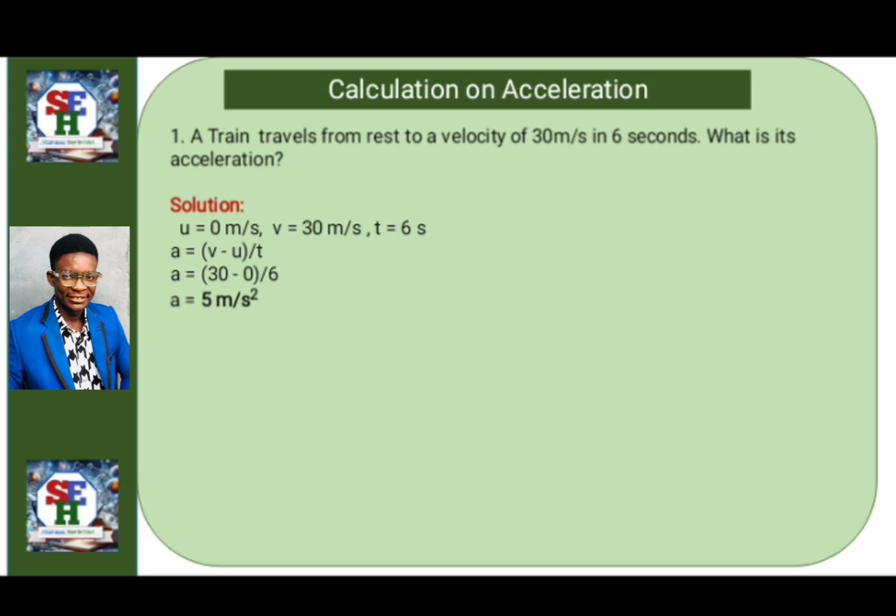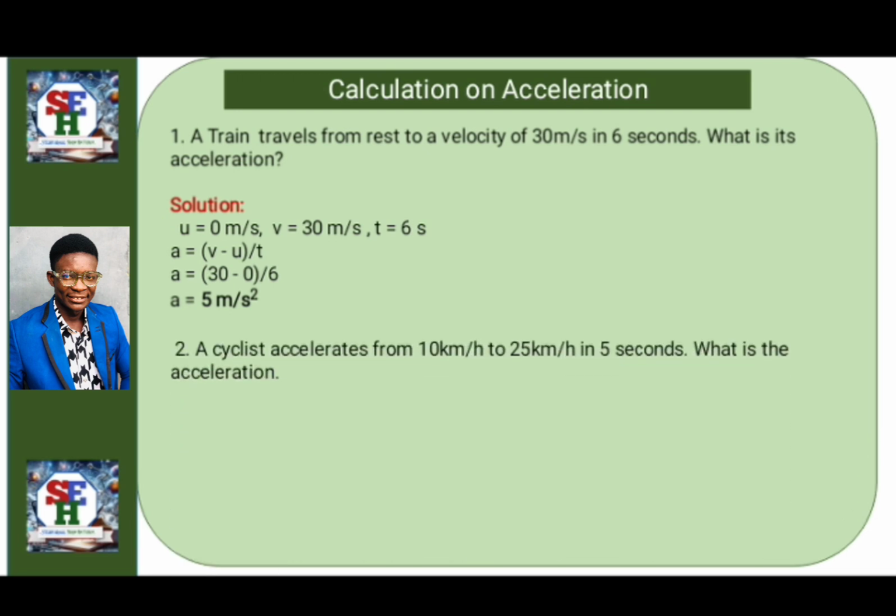Take note, there is a reason why acceleration is measured in meters per second square. You must take note of this very well. Now, change in velocity is meter per second. Then dividing it by seconds, which is the time taken, we will now have meter per second square. That is why we have 5 meters per second square. Now let's move to the next question.